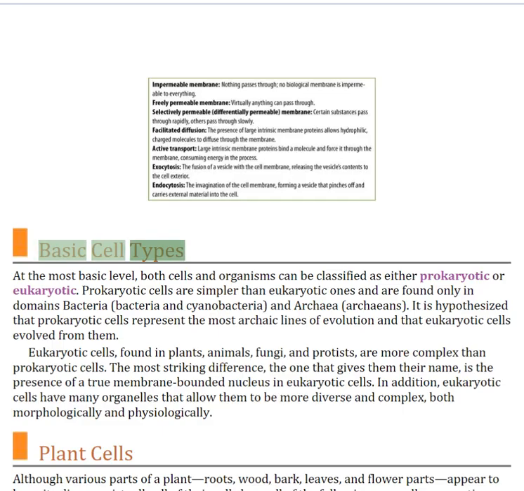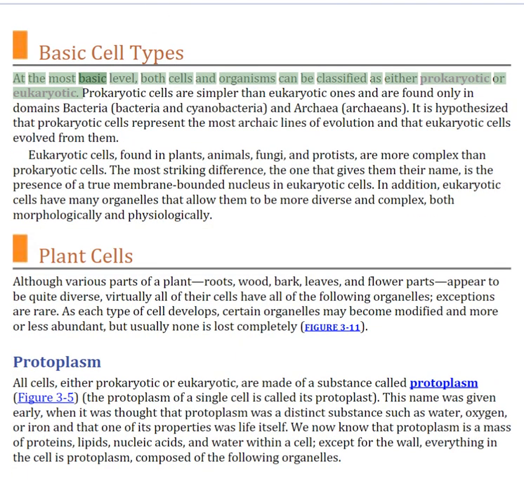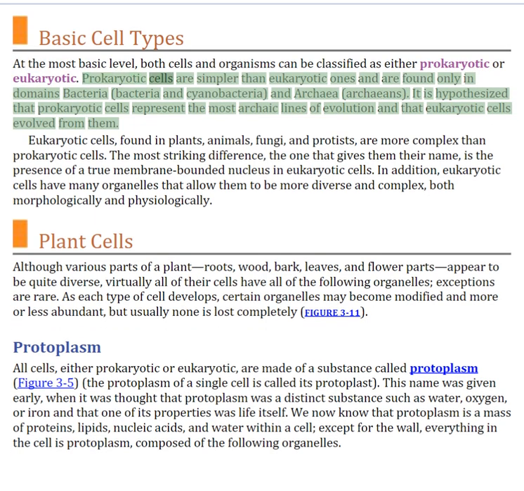Basic cell types. At the most basic level, both cells and organisms can be classified as either prokaryotic or eukaryotic. Prokaryotic cells are simpler than eukaryotic ones and are found only in the domains Bacteria and Archaea. It is hypothesized that prokaryotic cells represent the most archaic lines of evolution and that eukaryotic cells evolved from them.